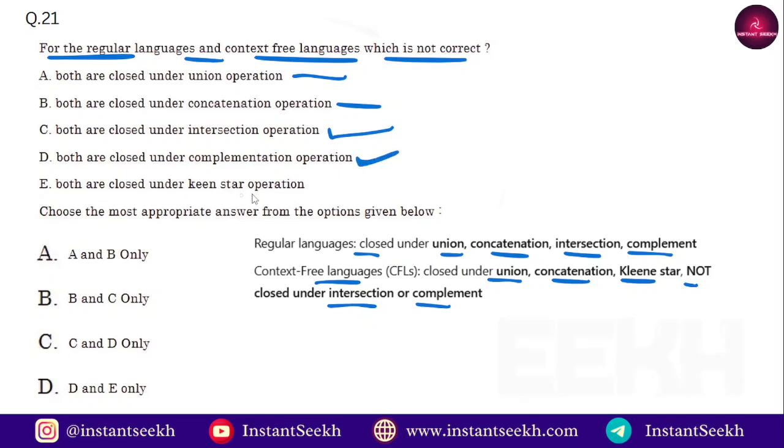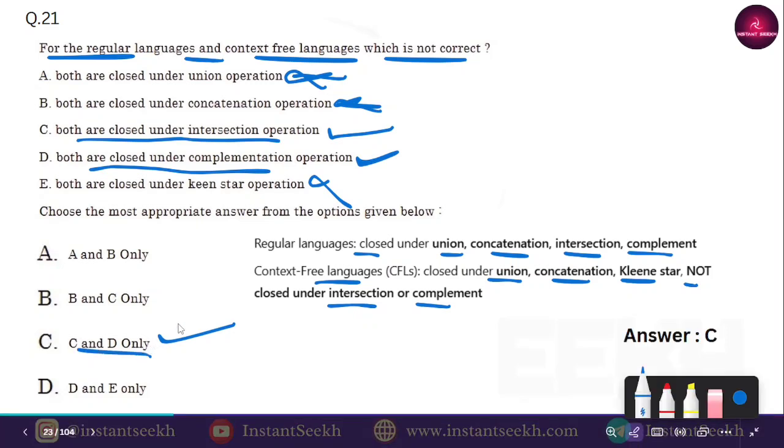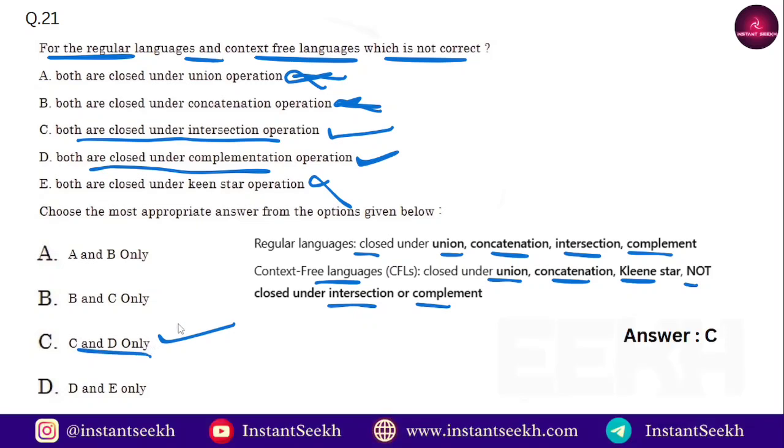Both are closed under Kleene star operation. Yes, so this gets eliminated. So options A, B and E get eliminated. Those are correct statements, but they get eliminated because we are finding the incorrect ones. So both closed under intersection is false, and both closed under complementation is also false. So your options C and D only are correct, that is option number C is your correct answer for this particular question. Let's move on to the next.